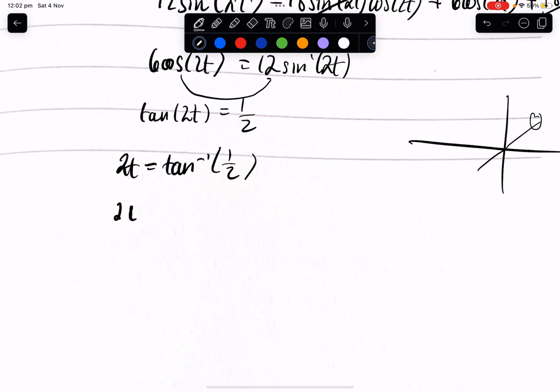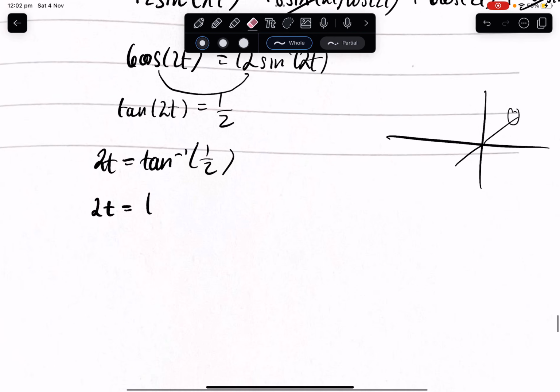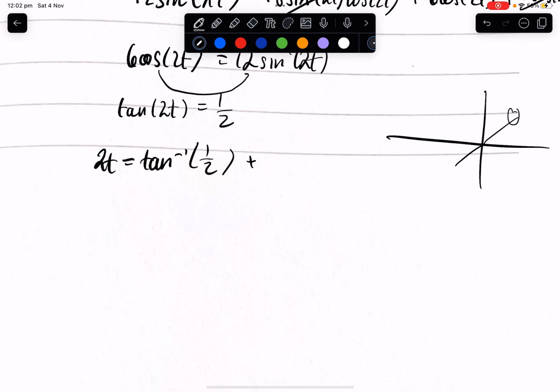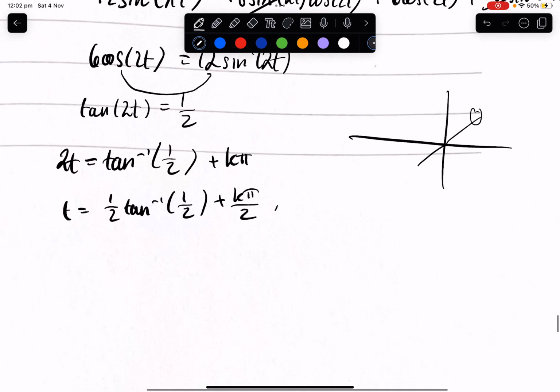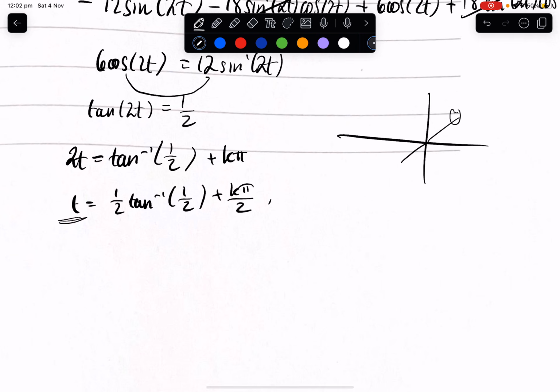So 2t is equal to tan inverse of a half plus k pi, any multiple of pi, and that means t is equal to 1/2 tan inverse of 1/2 plus k pi on 2. Now, k is an element of integers, but time is positive. So first of all, it's positive integers, but then you can also include the case where k is 0, because then you still have a positive t. So you can say union 0.